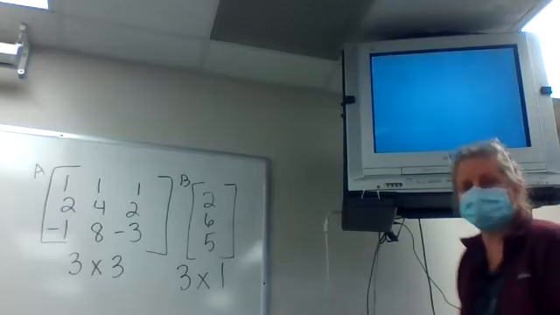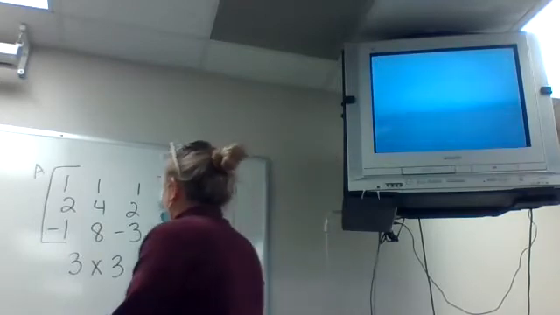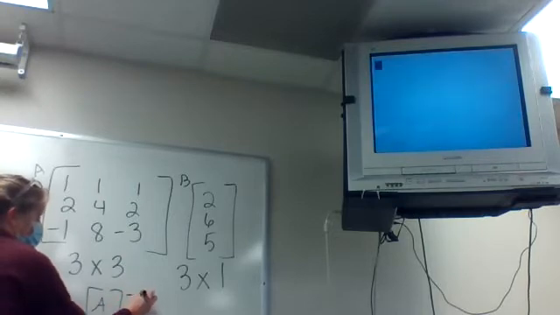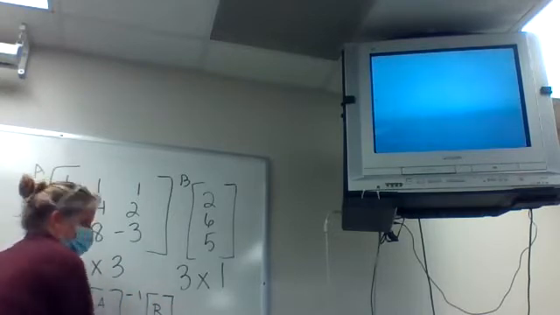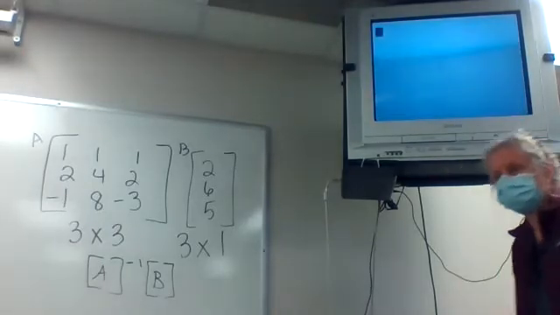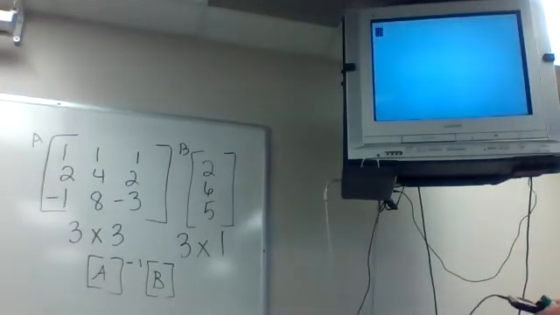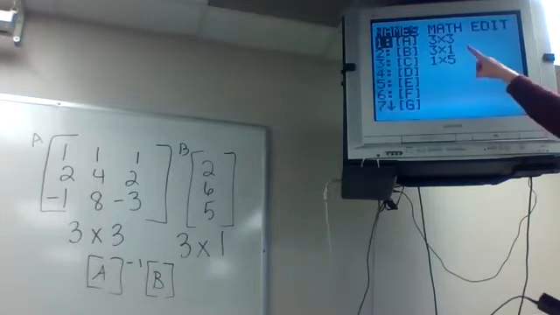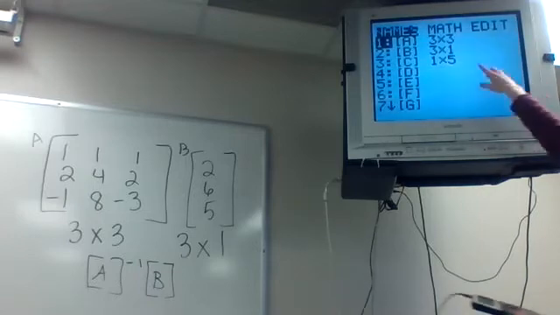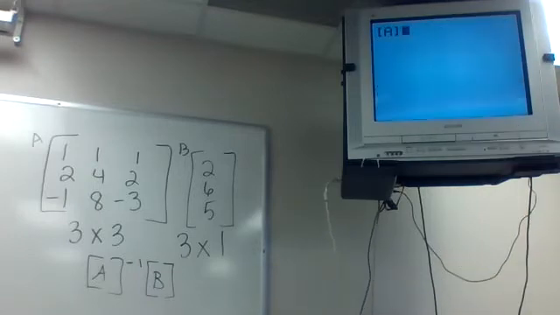Now, the math part of this is you are going to do matrix A to the -1 power times matrix B. So second matrix. I stay on names this time, right? I'm not creating a new matrix. I don't need to go over to edit. I just hit enter because that puts that matrix on my home screen. Now hit that -1 button.